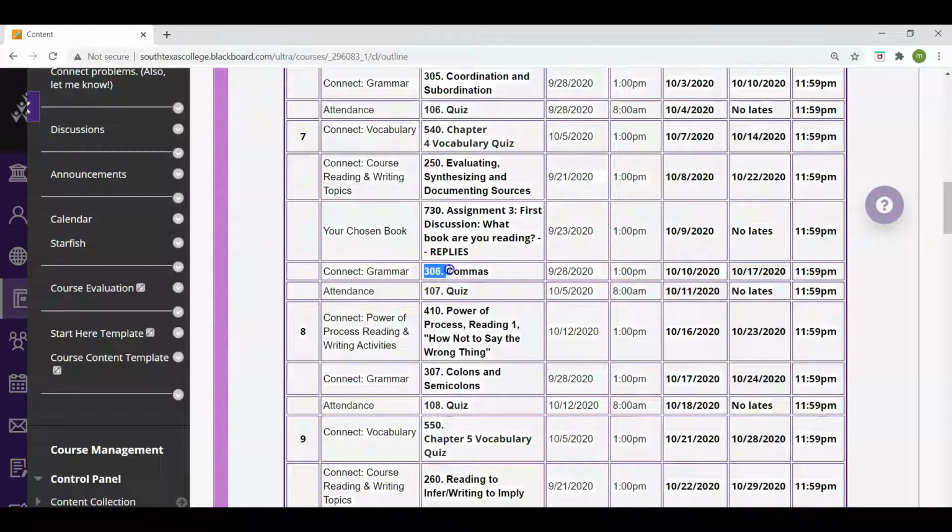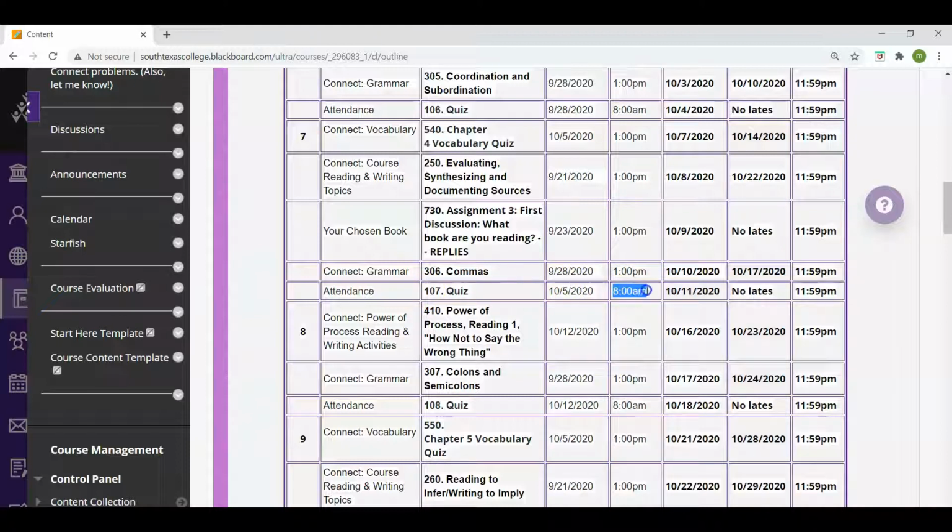But again, there's also the grammar connect assignments. And in this case, it's commas. Those became available last week, those grammar connect or connect grammar assignments. And notice it has its deadline, and it also has a late deadline. And finally, attendance quizzes become available on the Monday at 8 in the morning.